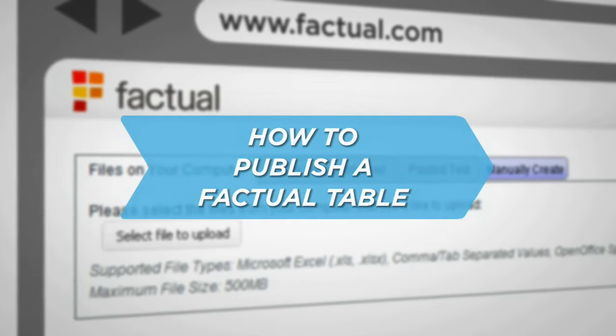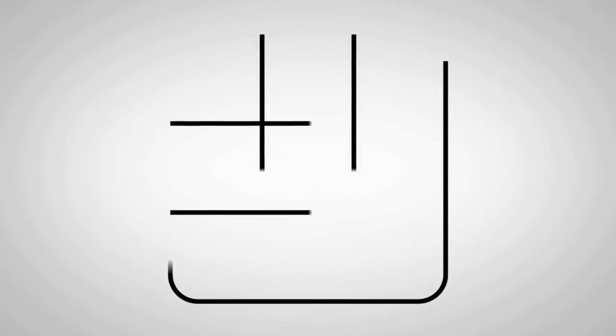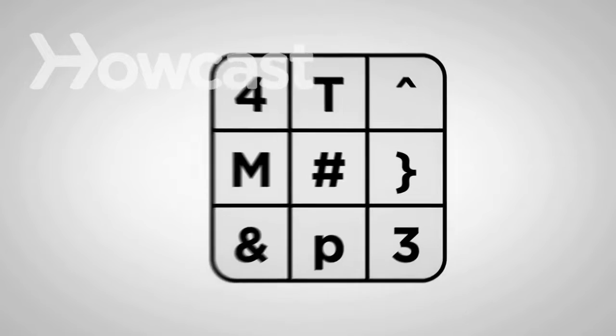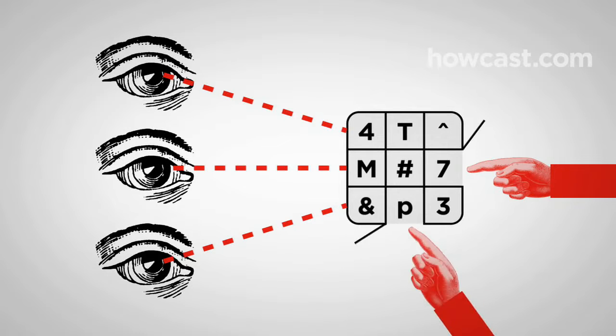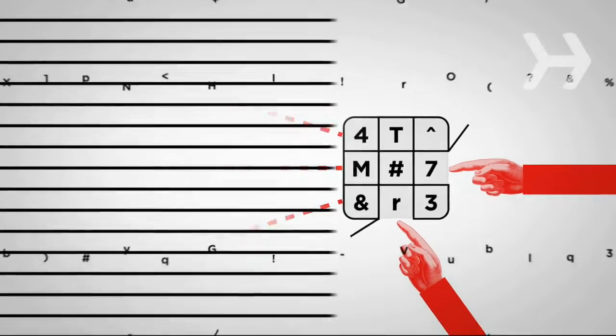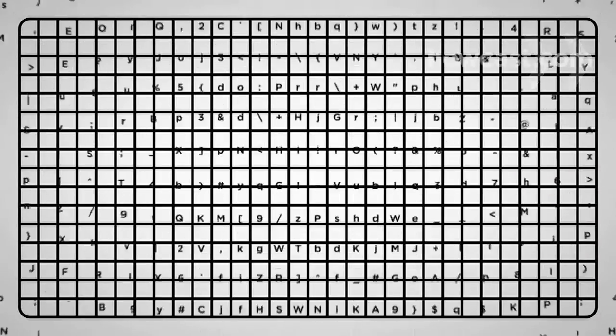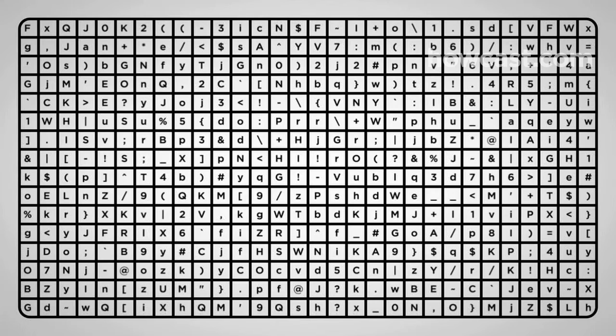How to publish a Factual table. With Factual, it's easy to collect and present content that will keep your readers coming back for more. By using open data sets and building a community of contributors, you can create enormous databases of useful information and keep them up to date at almost no cost.